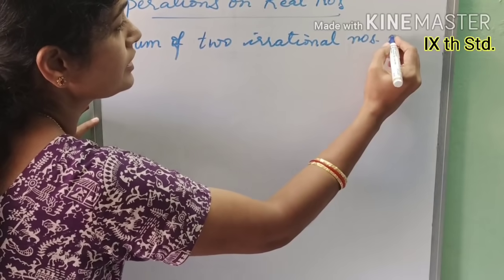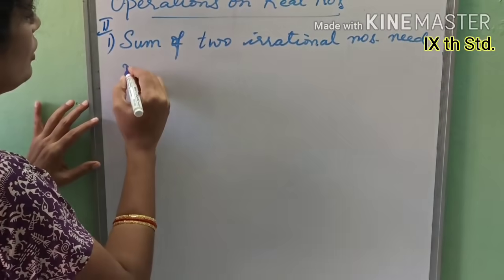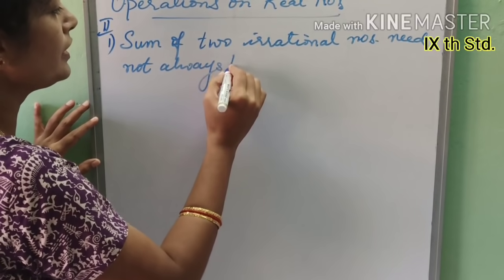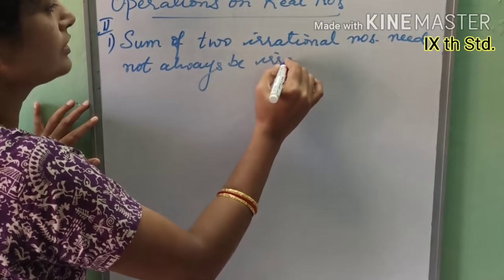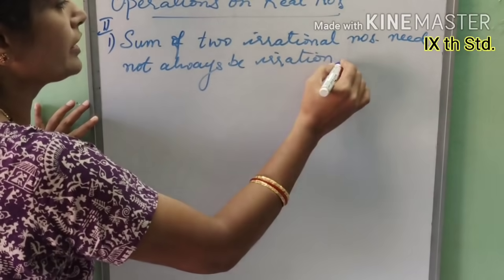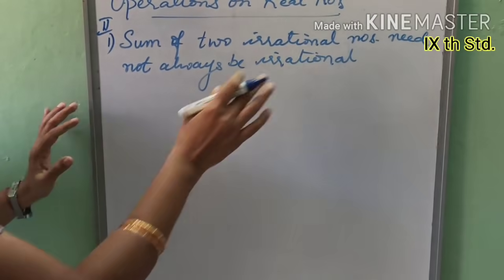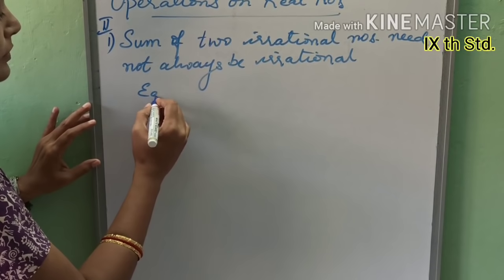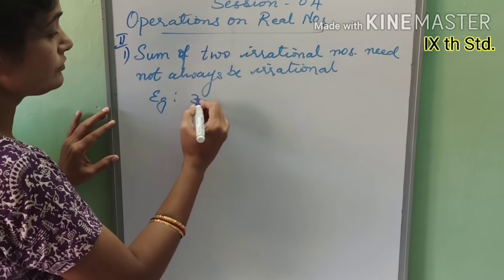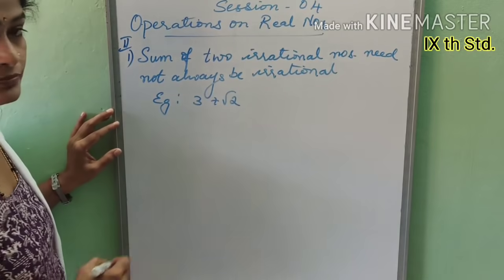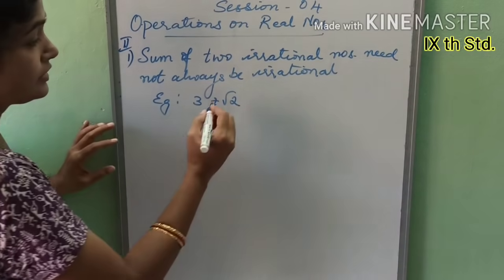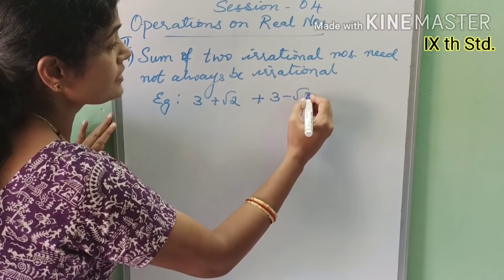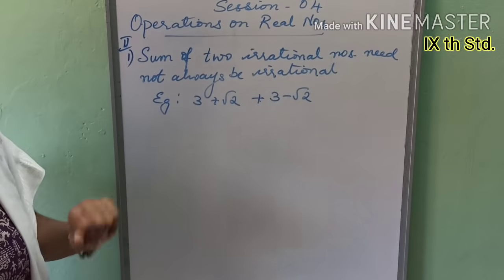The sum of two irrational numbers need not always be irrational. Listen carefully. It need not be irrational always. For example, 3 plus root 2 is an irrational number. Take another irrational number, 3 minus root 2, which is also an irrational number.